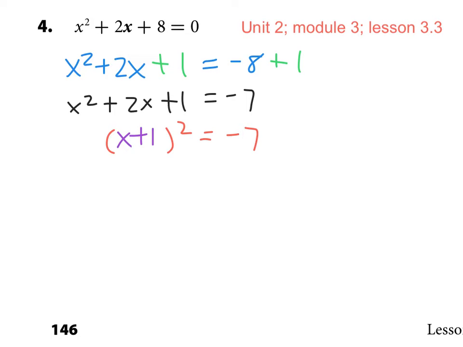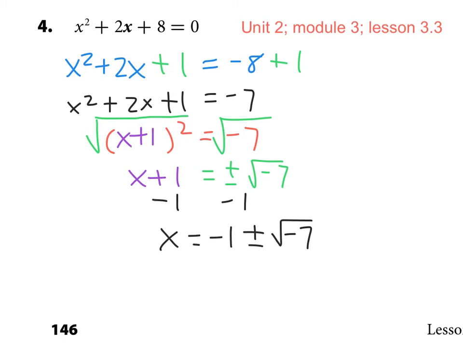So the next thing we're going to have to do is take the square root of both sides. So I'm going to take the square root of the left side and the square root of the right side. Remembering that you have a positive negative radical negative 7. And on the left, that square root symbol is going to cancel out the squared, leaving us with just x plus 1. Now once you subtract 1 from both sides, you're left with negative 1 plus or minus the square root of negative 7.